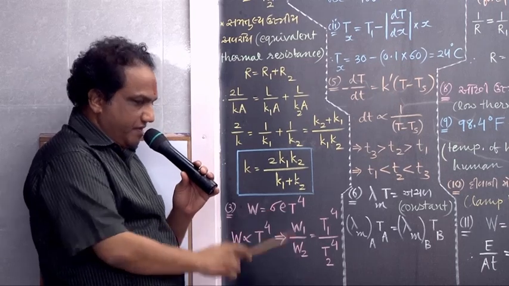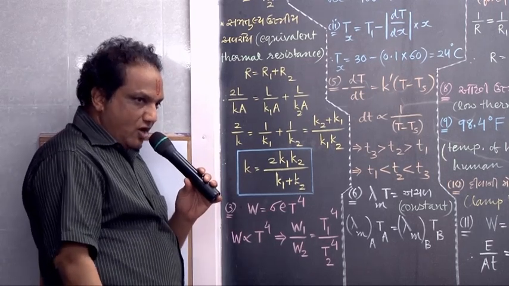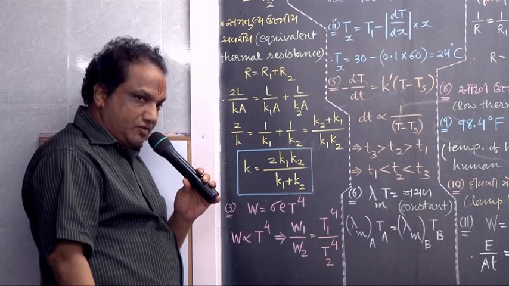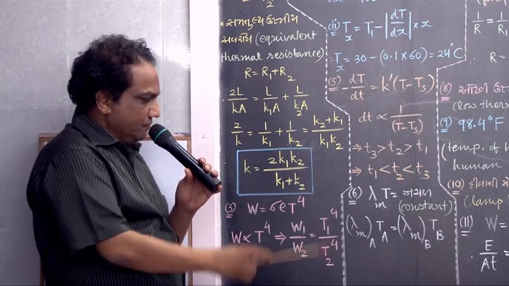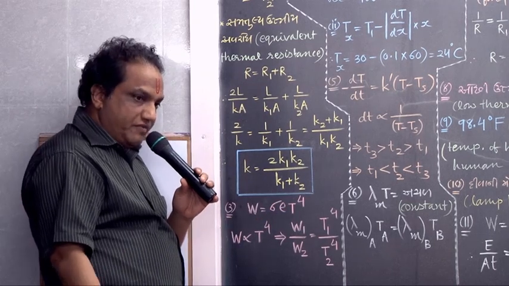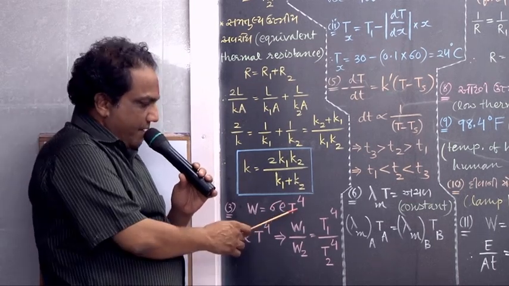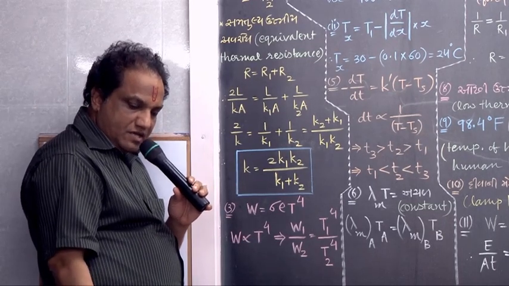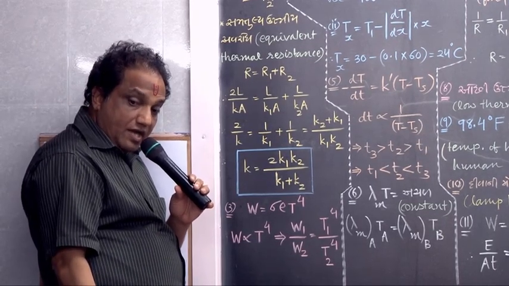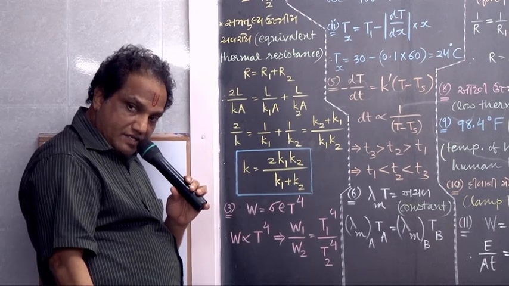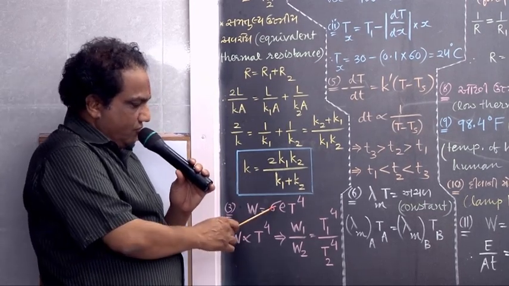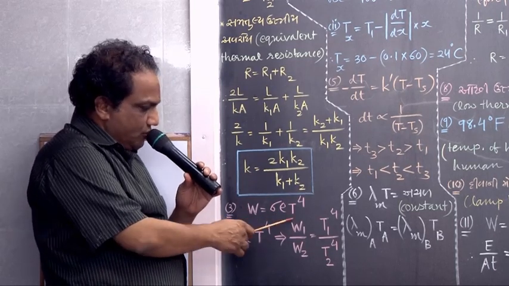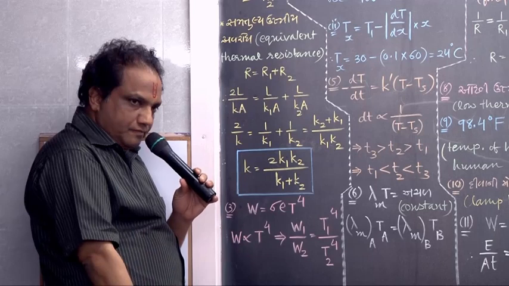Sigma is Stefan Boltzmann's constant, 5.67 into 10 raised to minus 8 watt upon meter square Kelvin raised to 4. What about small e? Emissivity of a given surface. Capital T is absolute temperature. You must put it only in Kelvin. Now, because sigma and e are constants, W is proportional to T raised to 4.